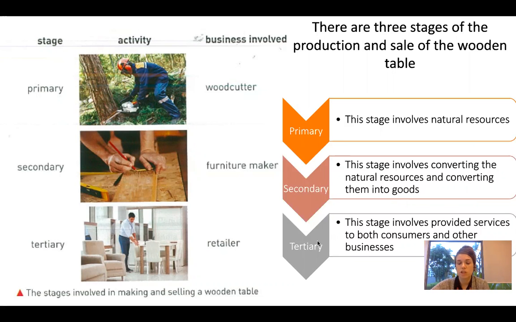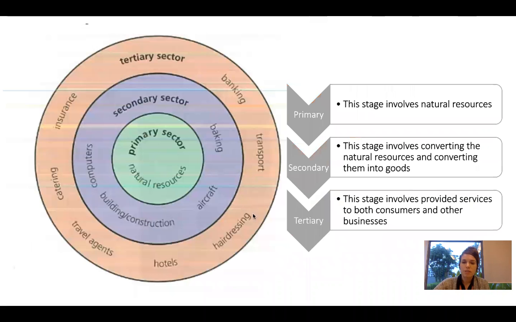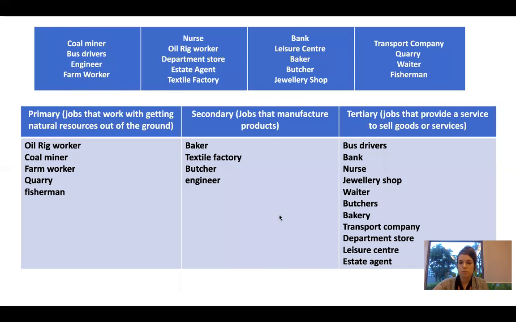And the last one is the tertiary stage. This involves providing services to both consumers and other businesses. And in this tertiary example, it would be the retailer who sells the furniture to customers. There are some other examples here in front of you as well, and some more examples if you want to pause the video and have a look.